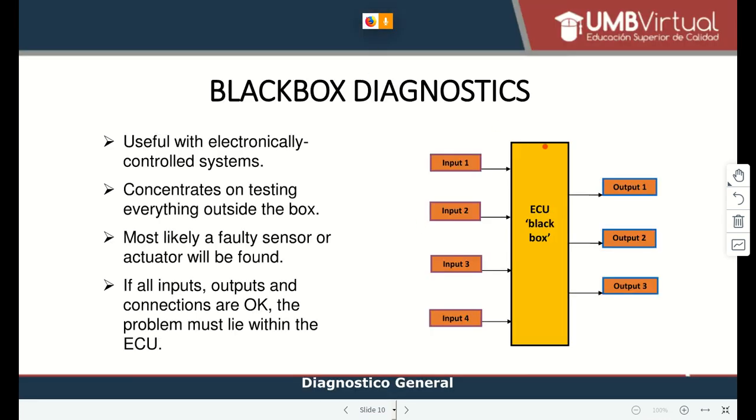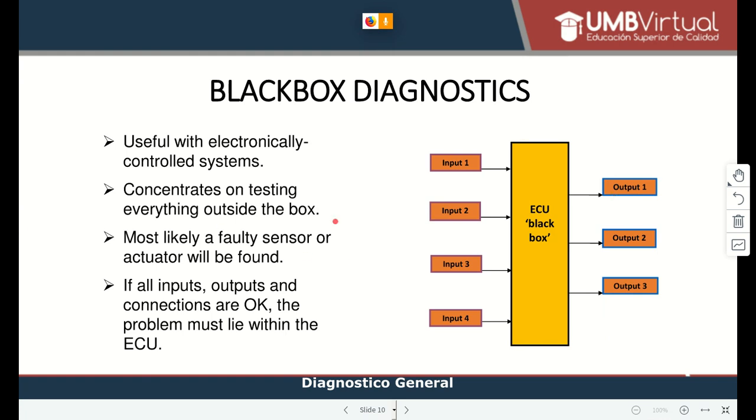Black box diagnostic: I gave you some general information on a previous slide on how this works. This approach is very useful with electronic control systems. Remember that the inputs here could be signals from sensors that go into this black box, which could be an ECU, an electronic control unit, or a PCM. Normally in diesel engines it's called an ECU, and these are the outputs. The idea is to measure voltage signals in and voltage signals out, because there could be a signal to any actuator, maybe an injector, a solenoid, whatever.